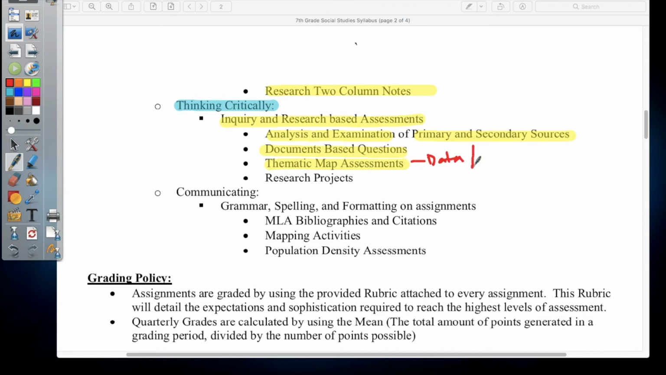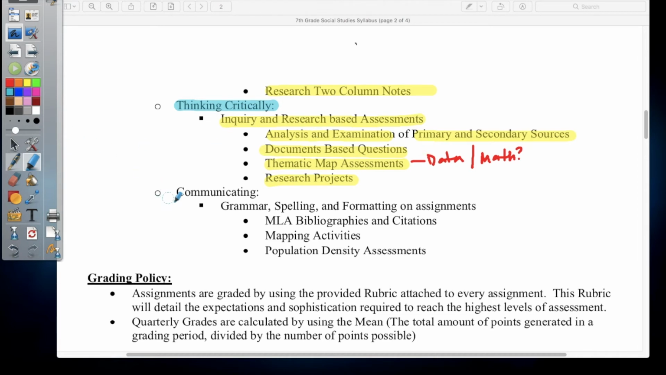I know that kind of sounds like a lot of math, and you're like, wait a minute, math? Yeah, math is really important in social studies. In fact, social studies, in my opinion, is the subject where we draw from both math and language arts for the most part. But we'll talk about that in more detail in a second. Things like research projects are what you can see in your thinking critically scores, okay? And the assignments that you have for that.